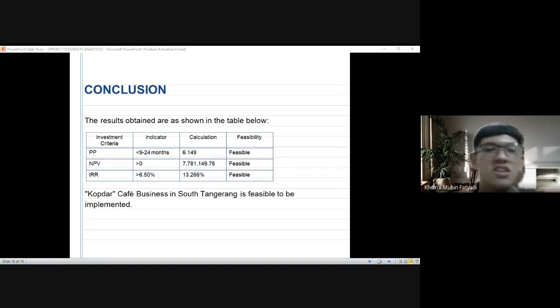Meanwhile, IRR is 13.266%, higher than the market discount factor, which is about 6.50%. So the IRR is feasible. Therefore, Kopdar Cafe business in South Tangerang is feasible to be implemented.